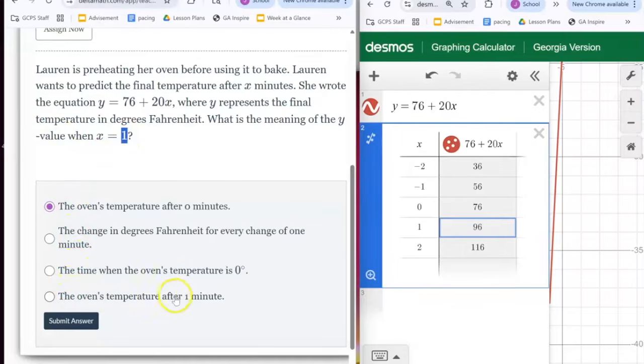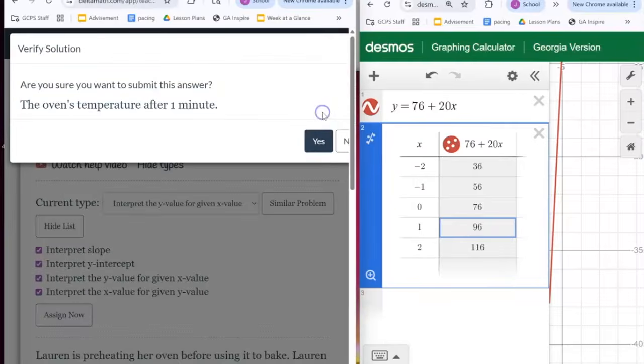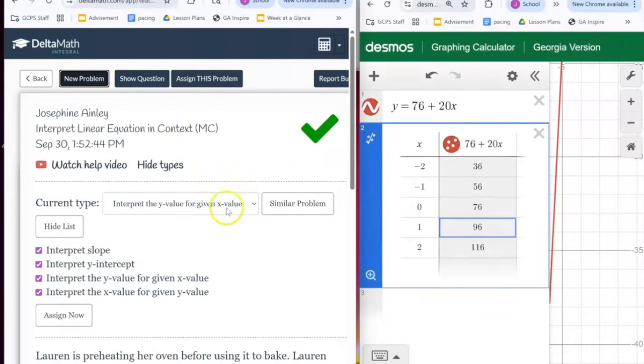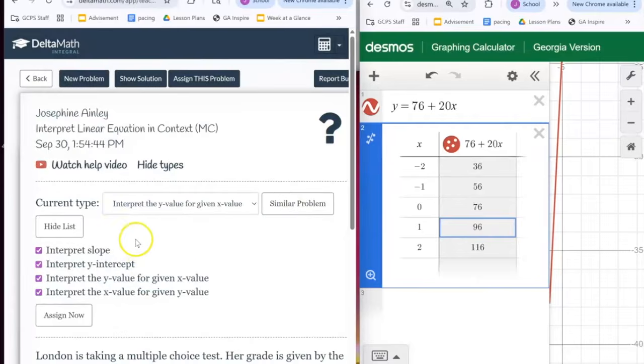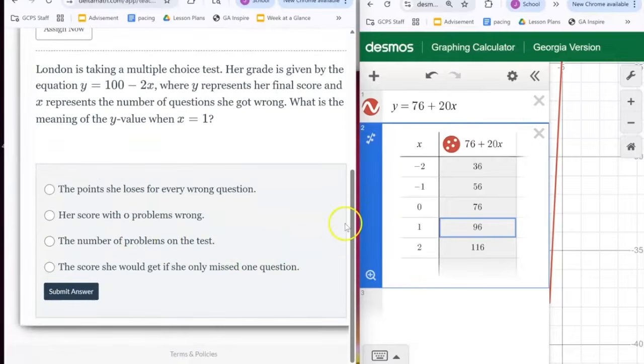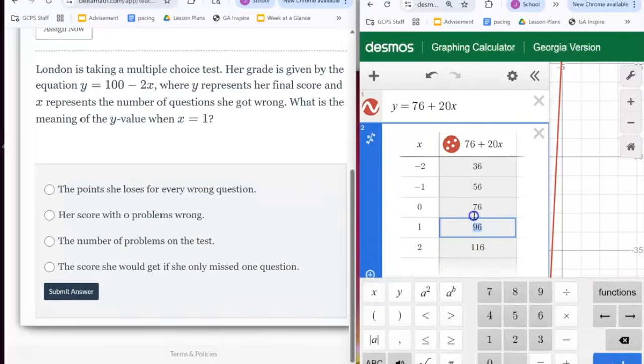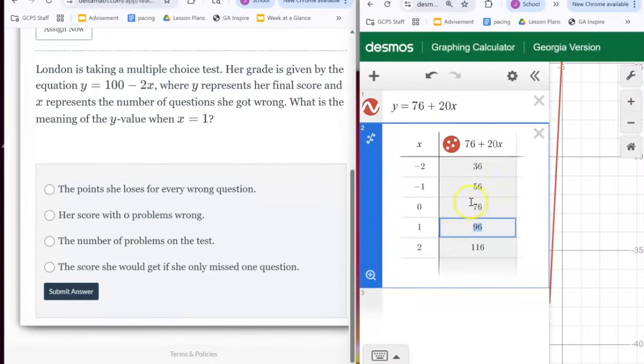The oven's temperature after what? Boom, right there. So that's what I'm trying to tell you. If you look at the question, decide what it is, then look at the answer choices. You do a better job than going right to the answer choices. Again, I'll do another one of those to just make sure that you got it. So interpret the y value given the x value. And if it makes more sense by you typing it in and then saying after 1 minute, the temperature is 96, that's fine. Do that.